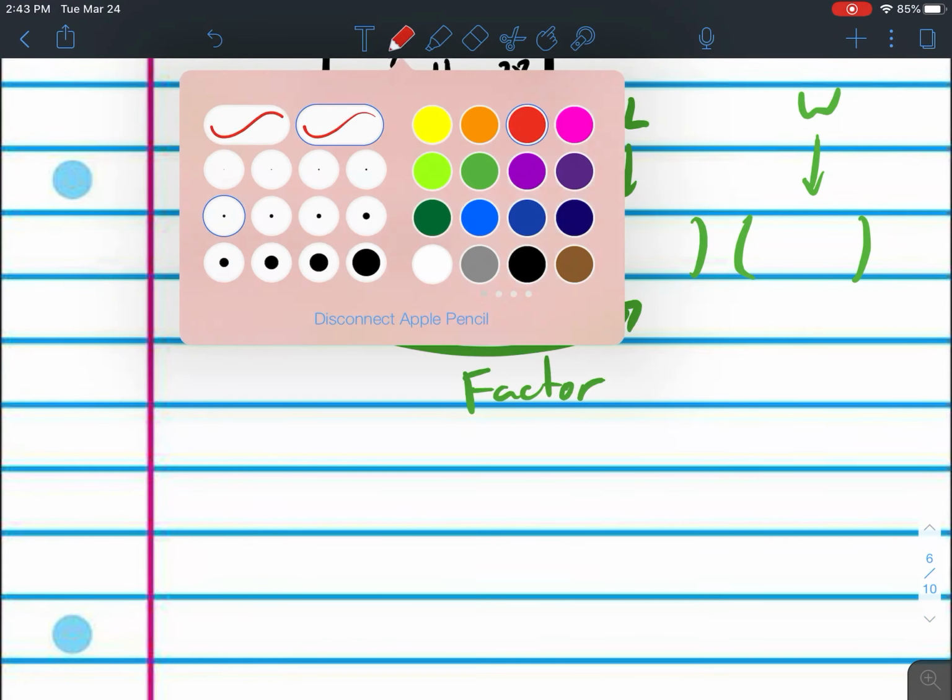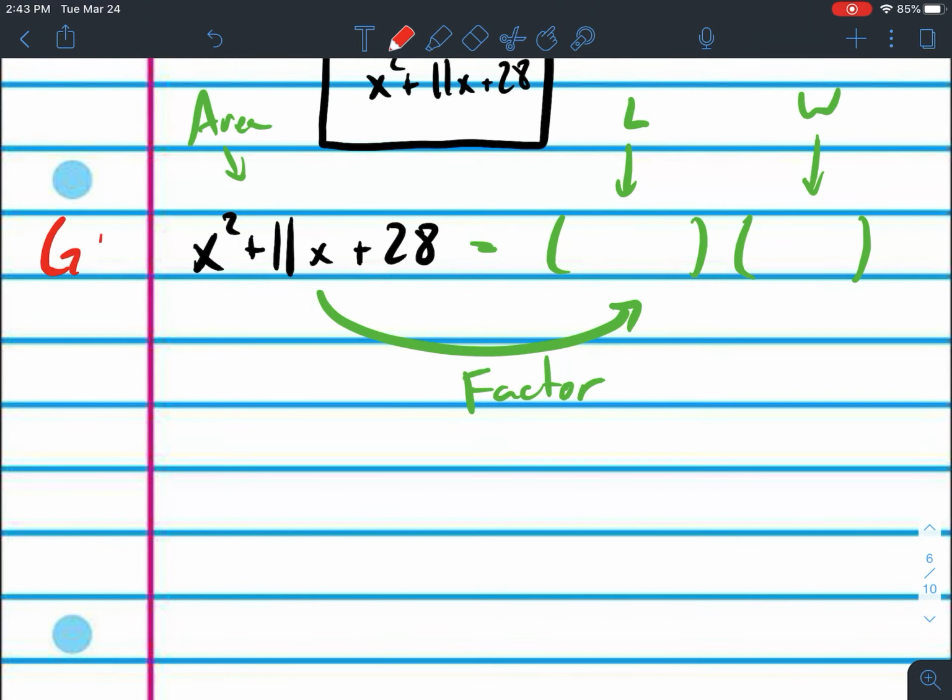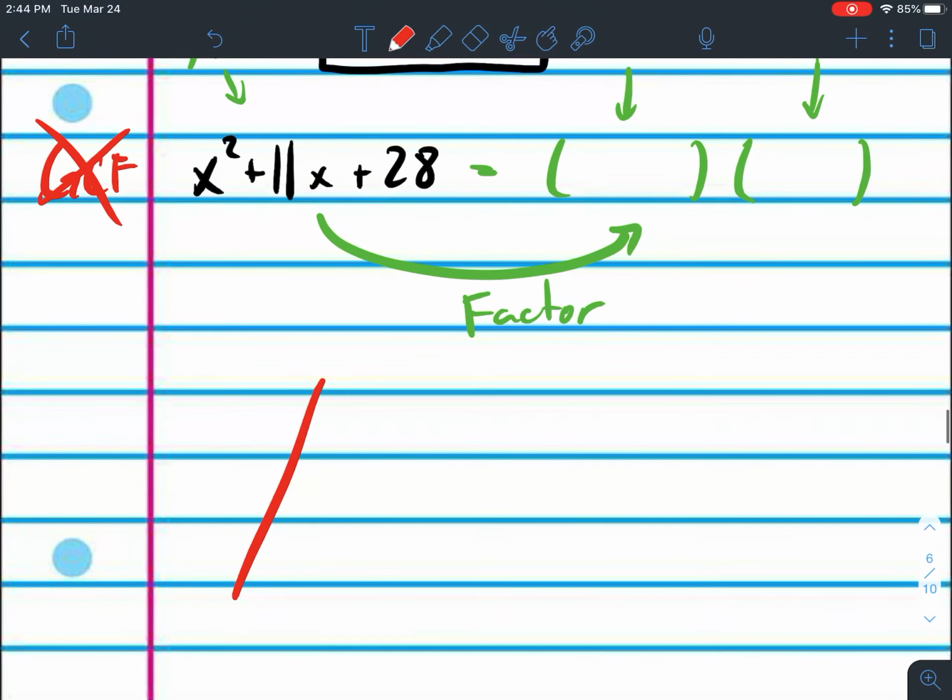Okay, all right, so let's see. My leading coefficient is, let's see, first, GCF. Does it work or does it not work? No, it does not. No x's, no common multiple between 1, 11, and 28. Okay, so let's Xbox it up. What adds to 11 and multiplies to 28? 7 and 4.